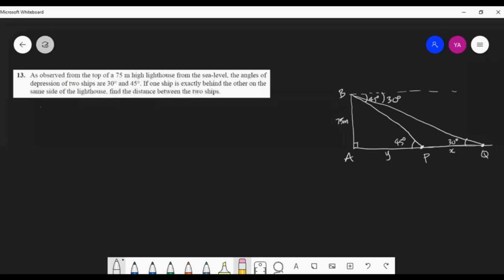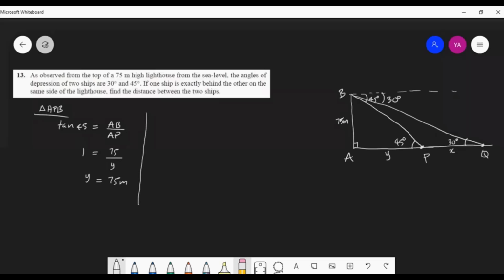So we can start with triangle APB. What will come? Tan 45 is equal to AB by AP, right? Substitute the values. What is tan 45? 1. AB is given as 75, so 75 by Y. So what will be the value of Y? 75 meters.